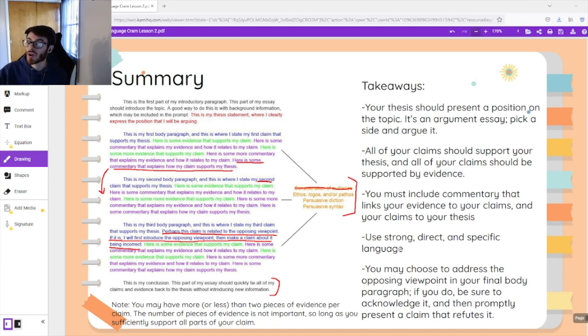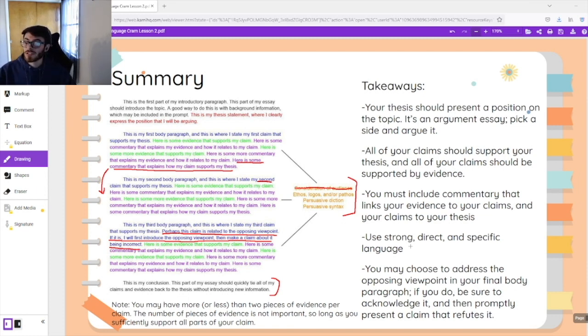You want to use strong, direct, and specific language, right? Diction and syntax. You don't want to use anything vague. You want specific. You don't want to use anything that's kind of unconvincing. You want to be convincing, right? Be definitive. No maybes, no probablys, no sometimeses. Always, every time, definitely. You want to make sure that the reader believes what you're saying. So you want to be convincing about what you have to say.